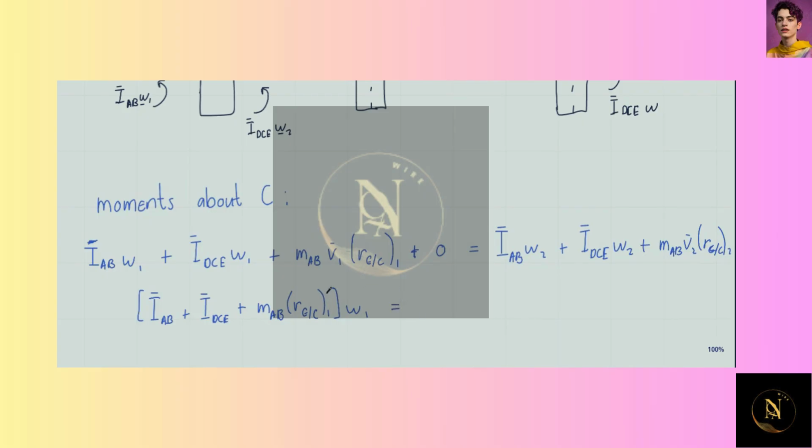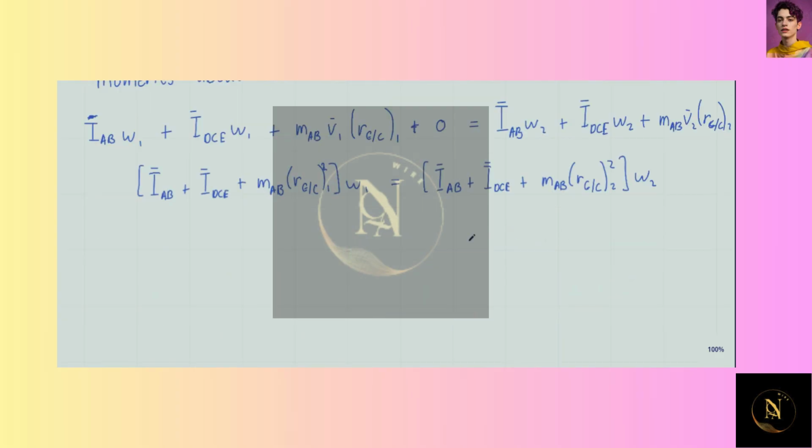Well, this is R_G/C now becomes squared, since we replaced the V bar 1 with omega 1 R_G/C. And this is equal to, we'll do the same on the right hand side, I bar AB, the mass moment of inertia of the tube, plus the moment of inertia of the system, I bar DCE, plus the mass of the tube, M_AB, multiplied by R_G relative to C for position 2, and that's squared. And again, that's multiplied by omega 2.